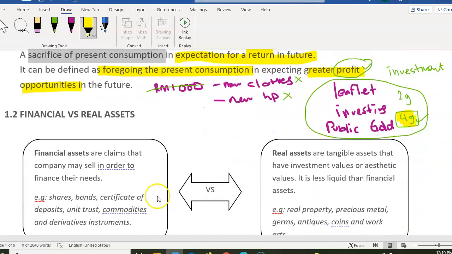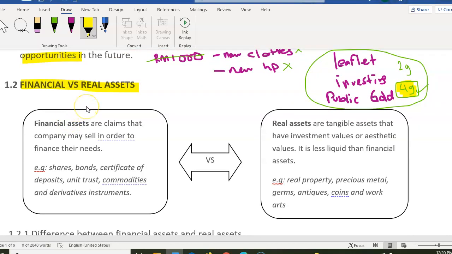Okay, so next, let's take a look at financial versus real assets. This one is actually in chapter 2, but I already put it here, so I'll be combining these two chapters. It's easier for me to explain, and maybe later you can check the syllabus contents. We want to understand what is meant by financial and real assets.